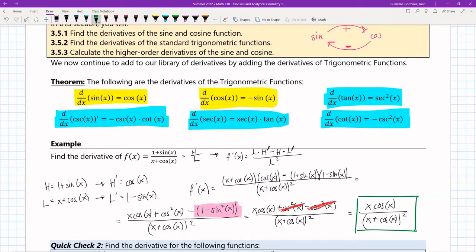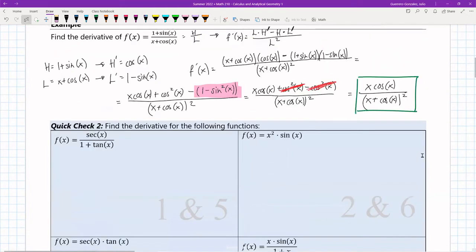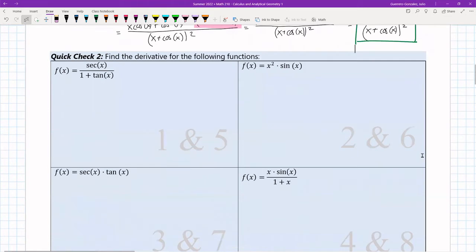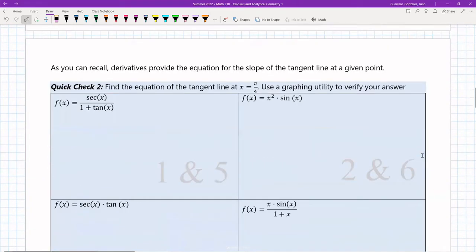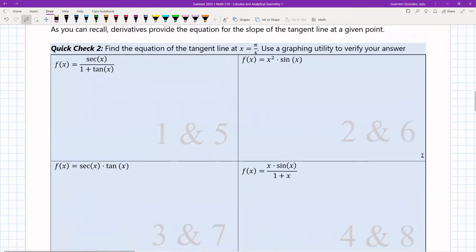What comes up next here is quick checks. So part 1 of this quick check is just find the derivative, okay? Find the equation for the derivative. And it turns out part 2 is find the equation of the tangent line at x equal to pi over 4. So in part 1, you find the derivative, you get to use the derivative to find the equation of the tangent line in the next section.